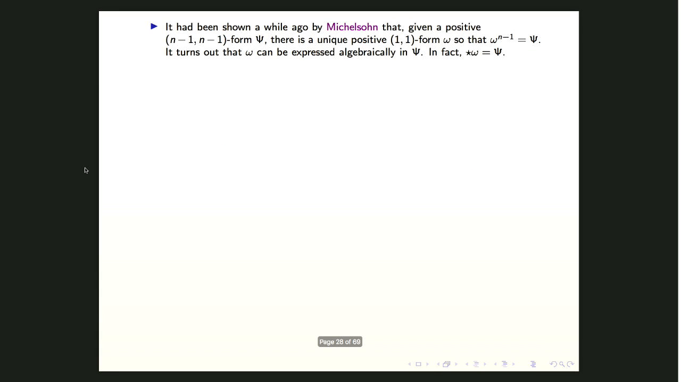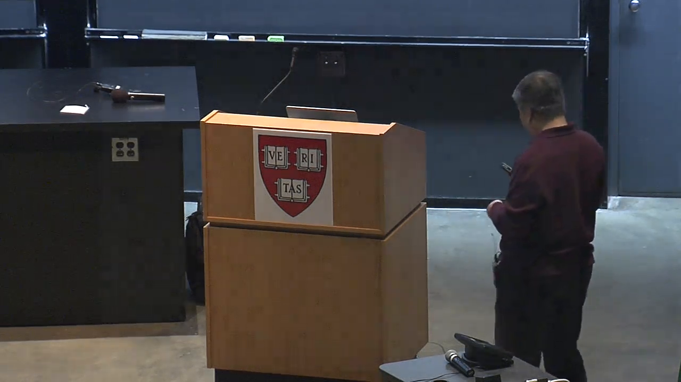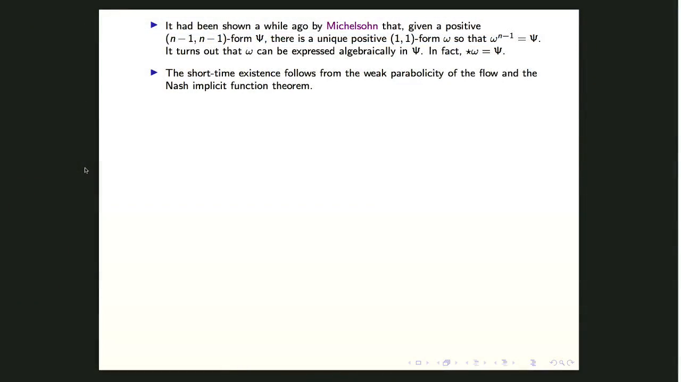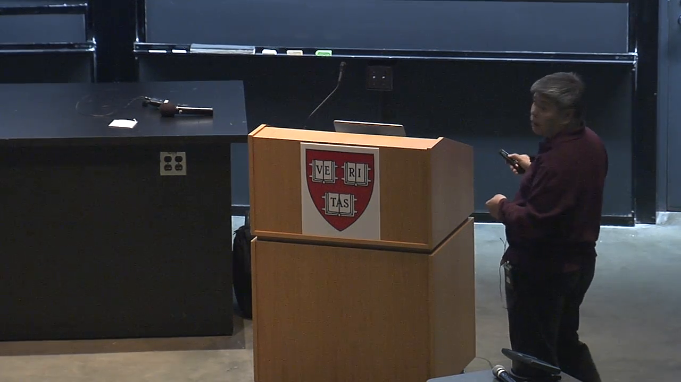So let me just say that the key thing in going from (n-1, n-1) forms to 1-1 forms, homogeneously, is this key work of Michelsohn back in 1981, where she showed how to go between these two. And in fact, one has this very simple formula, although it's deceptively simple because the star operator depends on the metric itself, so this is kind of a nonlinear thing. And then, as I mentioned before, one of the things that we need to do for the short time existence is to show the weak parabolicity, which does indeed hold.